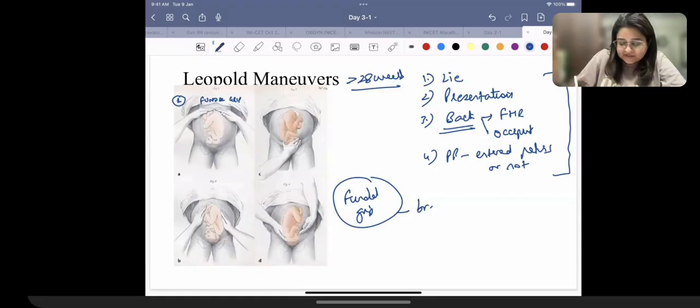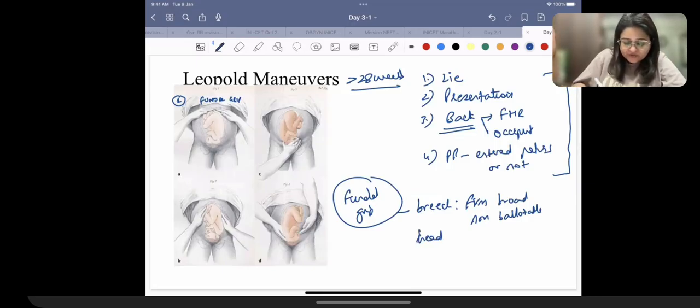So the fundal grip is going to tell us which part of the fetus is occupying the fundus. If it is the breech, you will feel it as a firm, broad, non-ballotable structure. But if it is the baby's head, suppose it was a breech presentation, the head would be here. So the head would have felt as a hard, ballotable structure.